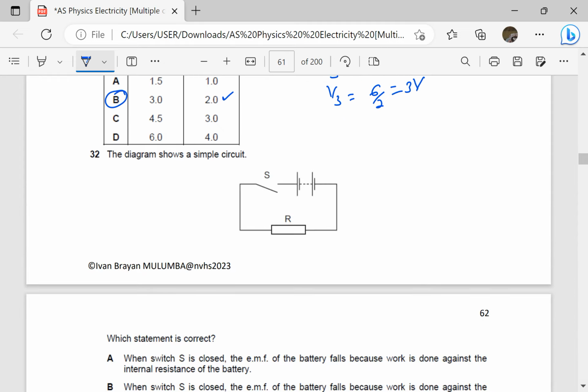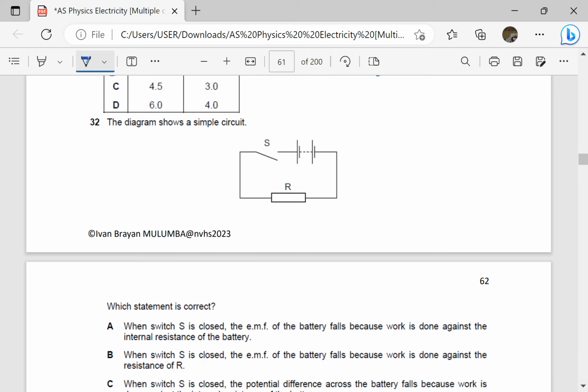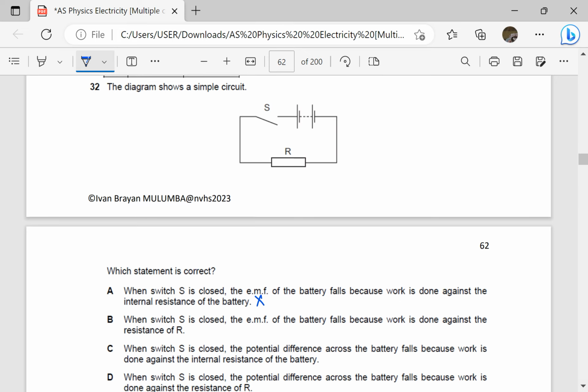The diagram shows a simple circuit. Yeah, it is very simple. Which statement is correct? When switch S is closed, the e.m.f of the battery falls because work is done against the internal resistance. The e.m.f of the battery is constant. When the switch S is closed, the EMF of the battery falls. The EMF is constant.